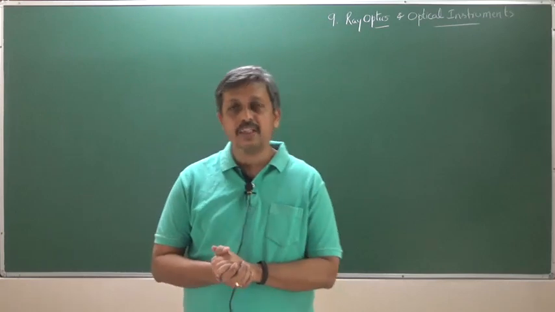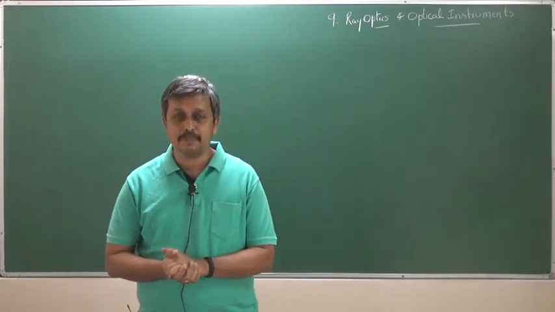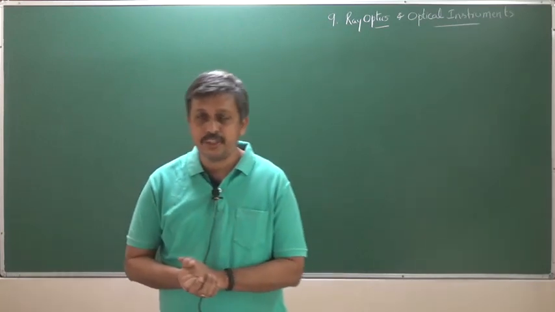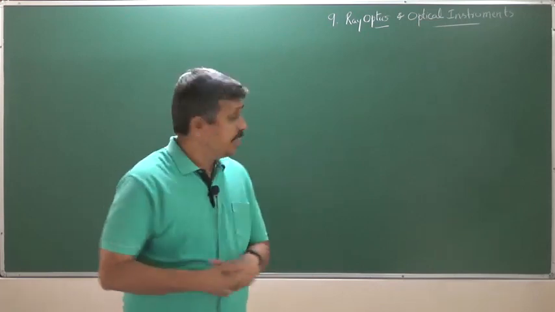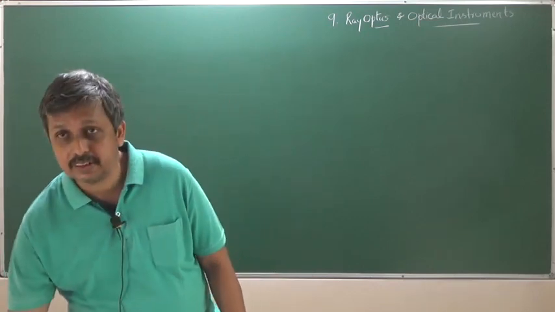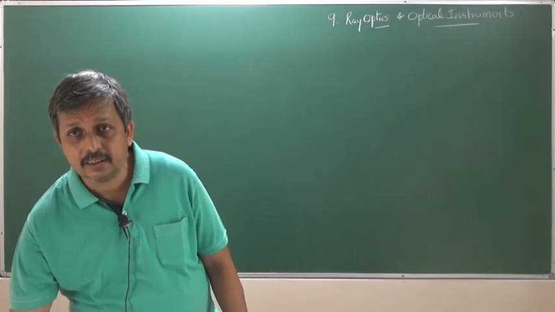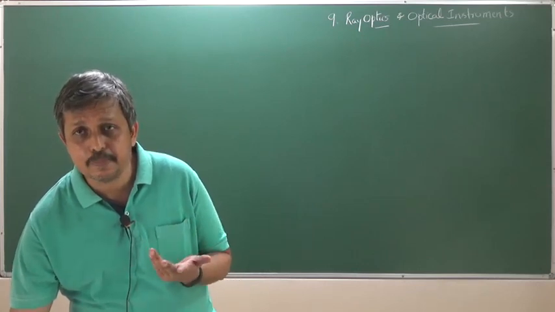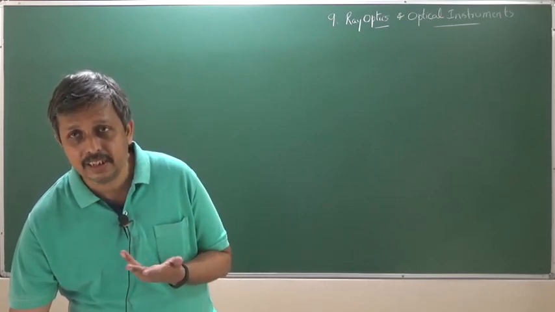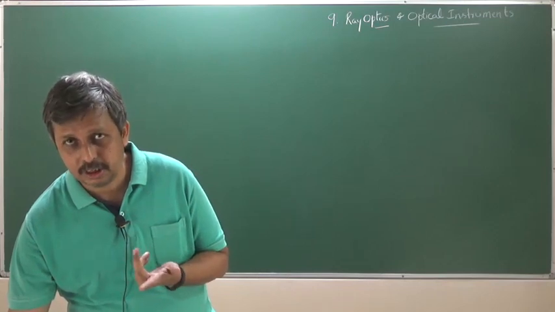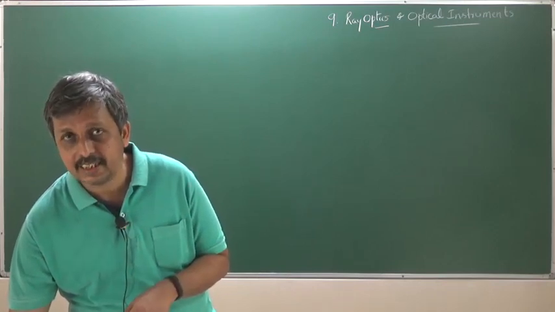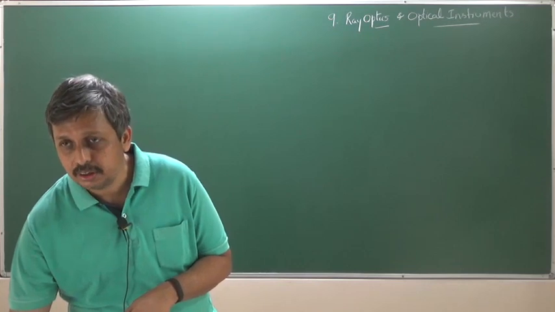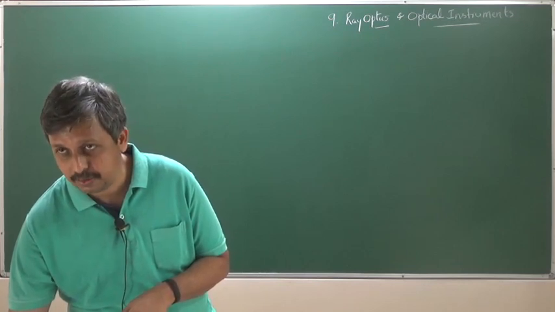Welcome. So we are starting a new chapter today. The chapter is ray optics and optical instruments. This is chapter 9. This is actually the second part of the books. In the 12th standard, NCERT has given two books. This is the first chapter in the second book.